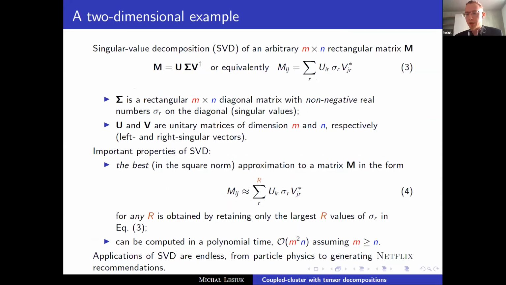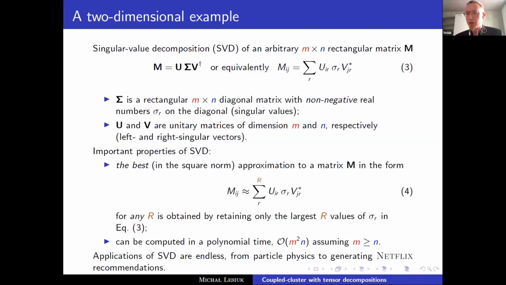So I would like to briefly remind you about the properties of singular value decomposition, which is the decomposition of a rectangular matrix as a product of three matrices. U and V are unitary matrices of proper dimensions, and this capital sigma in the middle is a rectangular diagonal matrix that has non-negative numbers on the diagonal, which are called singular values, and the elements of the U and V matrices are left and right singular vectors.